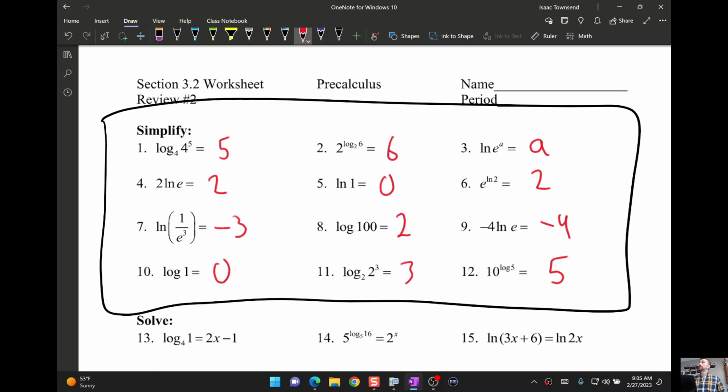Now the nice thing is, if you did not learn logarithms very well last year, or if you just don't remember them at all, there's really only a couple things you need to know to be able to do those questions. So even if you're learning it from scratch, it's still pretty doable. Okay, any of those you want me to explain?